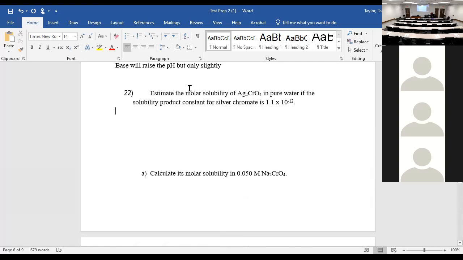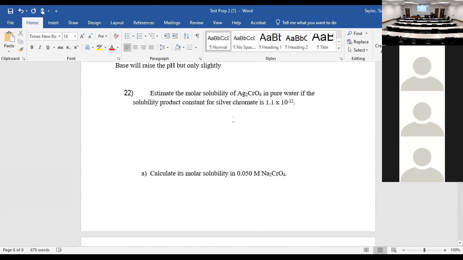All right, so now we need to estimate the molar solubility of silver chromate in pure water if the solubility product constant for silver chromate is 1.1 times 10 to the negative 12th. Okay, so all we're given here is the solubility product constant. So let's go to here, solubility product constant. Oh yeah, this is a KSP problem.